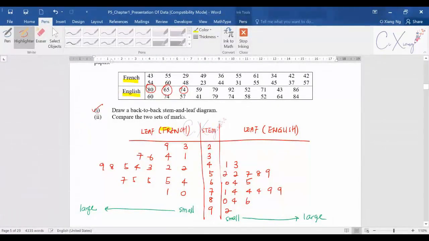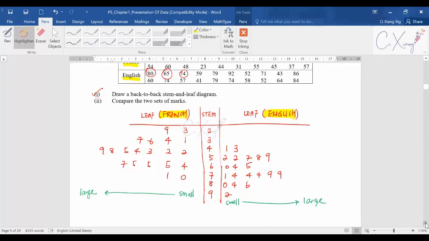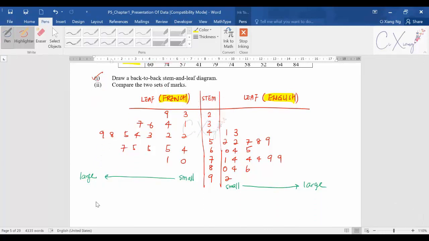Again, for this kind of back-to-back stem plot, you have to make sure that you label clearly what group your left-hand side leaf is and what group your right-hand side leaf is. If you didn't state it correctly, generally you will lose 1 mark for labeling. Okay, so this is what you have. Then after that, how do you write out the key? For the key part, the green color one no need to write out in the exam.